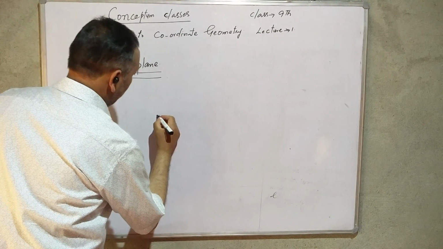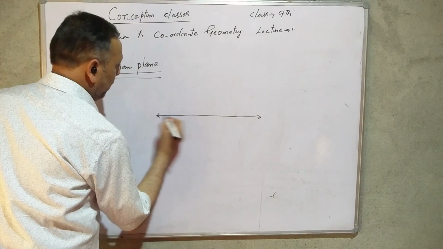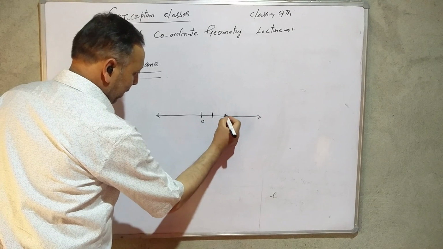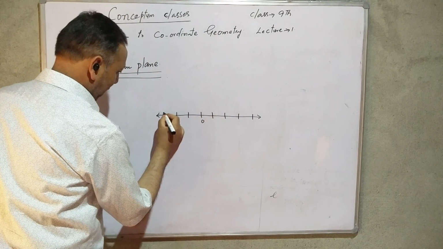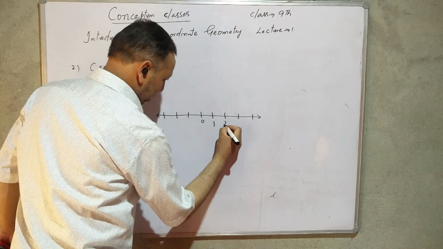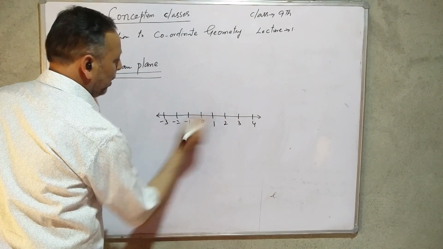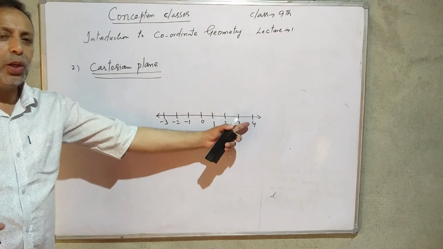For example, let me draw a horizontal line here, mark a fixed point on it, and then at equal distances mark points on the number line. Let me take this as 1, 2, 3, and 4. This has -1, -2, and -3. This is how we draw a number line. This is the horizontal line.